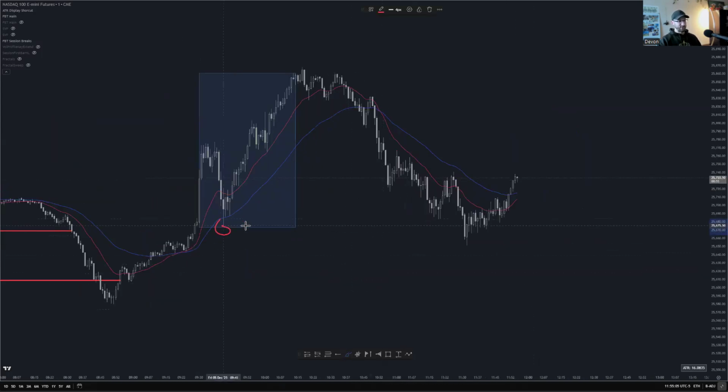So this low here was actually New York low. So that's beautiful. Reaction, entry, failure, right? Reaction, entry, failure.